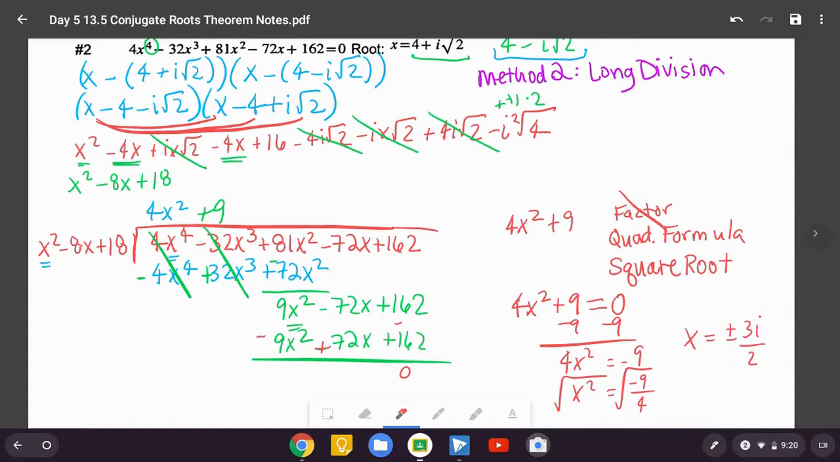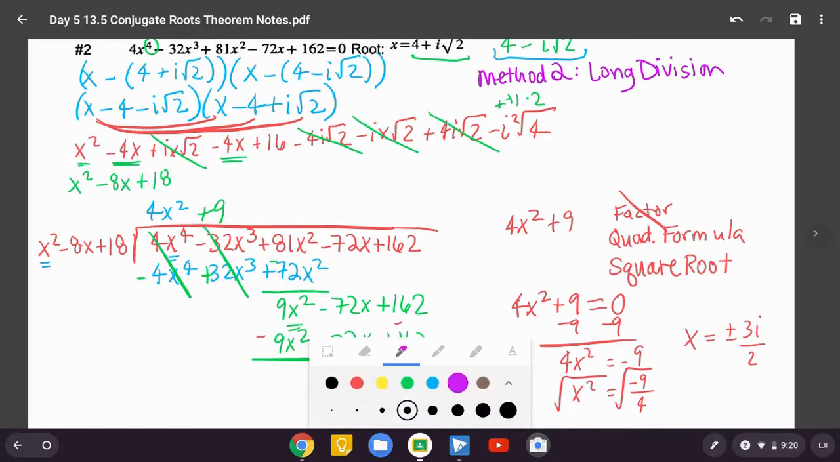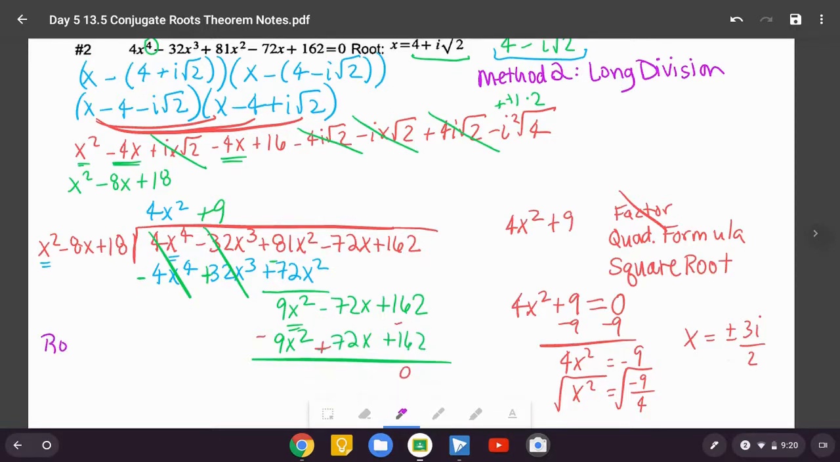All right, so my final answer, it was to find all of the roots. So my roots are, they gave me 4 plus i root 2. I came up with 4 minus i root 2. And I determined that 3i over 2 and negative 3i over 2. Those are my 4 roots.